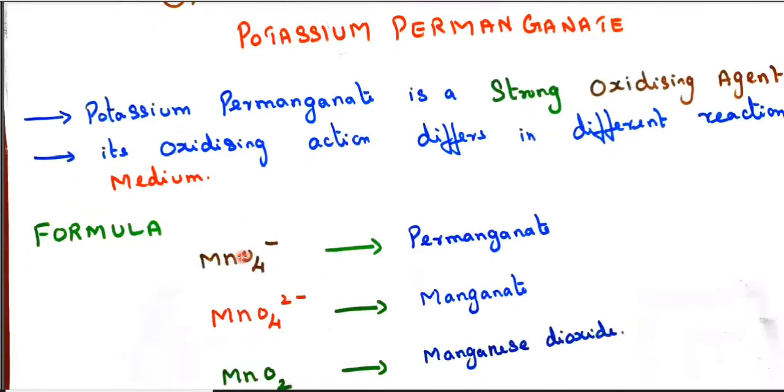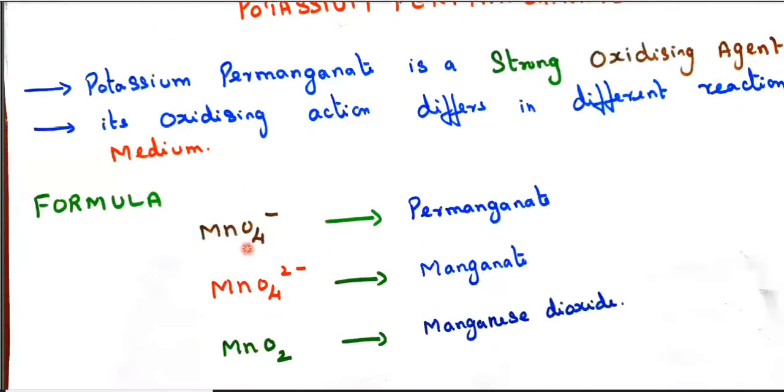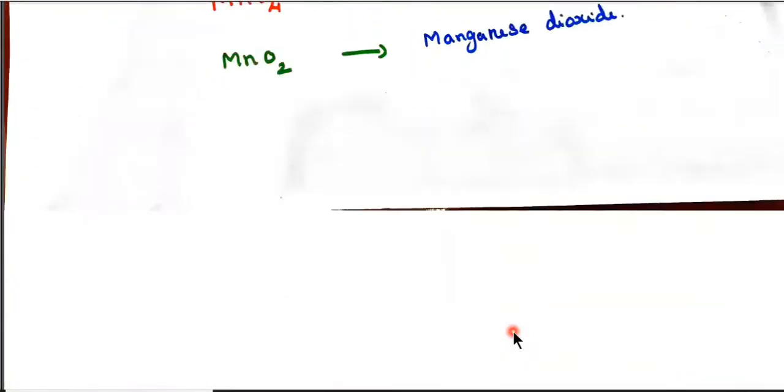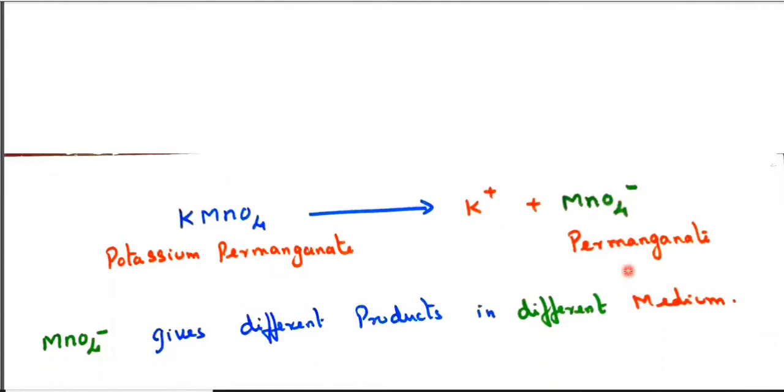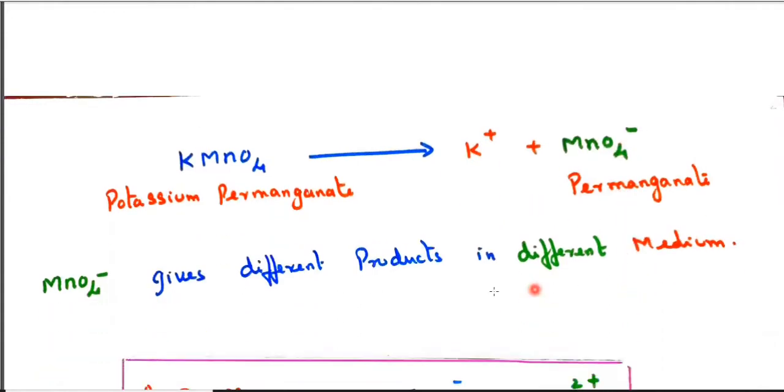First, learn these formulas by heart: MnO4 minus is permanganate ion, MnO4 2 minus is manganate, and MnO2 is manganese dioxide. Potassium permanganate contains one potassium, which carries a plus one charge. If K plus is eliminated, the rest, MnO4 minus, is called permanganate.